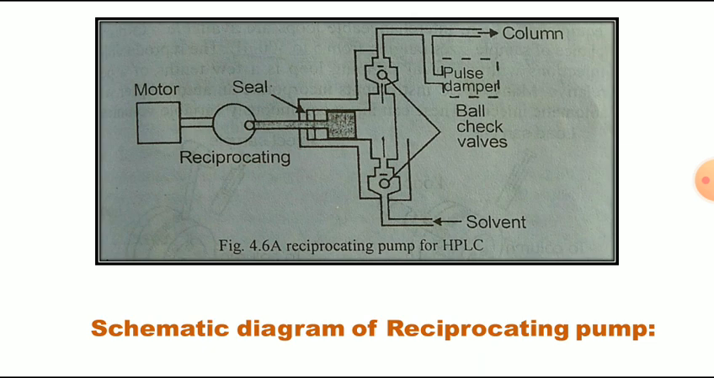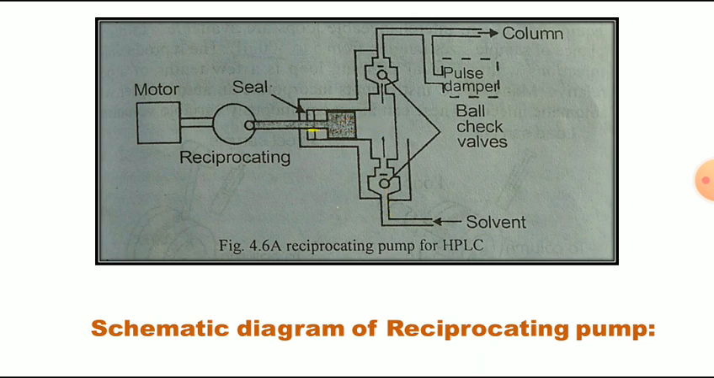When the mobile phase or the solvent coming through the mixing vessel comes up to this one, when this piston moves back and forth and goes into the back side, at that time this valve will automatically open. At that time the mobile phase, or you can say solvent, goes into this chamber, right?